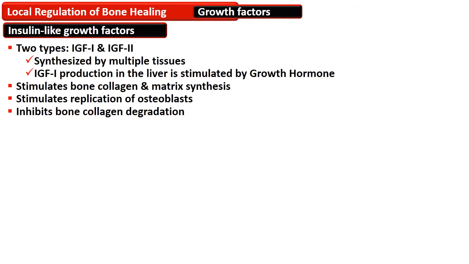The insulin-like growth factor is another growth factor which has two types, 1 and 2. They are synthesized by multiple tissues. Type 1 is stimulated by growth hormone in the liver. It stimulates bone collagen and matrix synthesis and also stimulates the replication of osteoblasts. However, they inhibit bone collagen degradation.